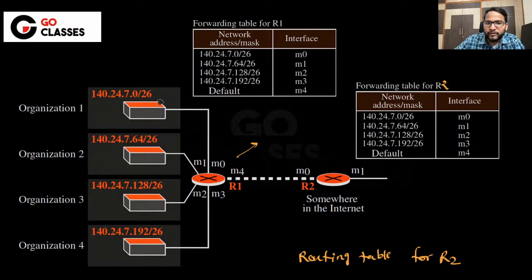Everywhere you will be writing just M naught. Let's suppose this is M naught. Everywhere you will be writing M naught, M naught, something like this, isn't it? Everywhere we are writing M naught.